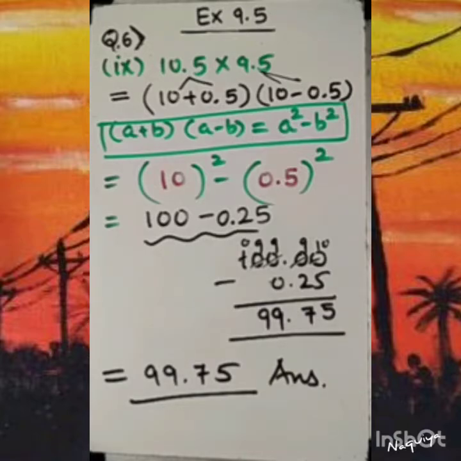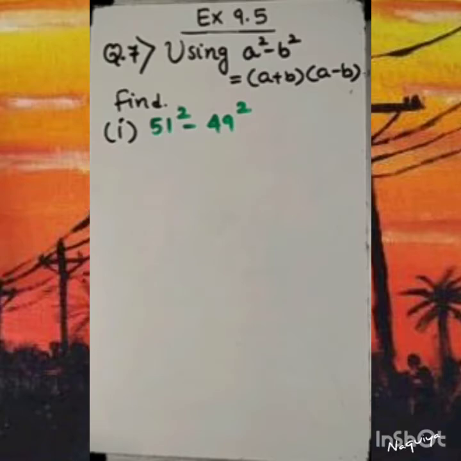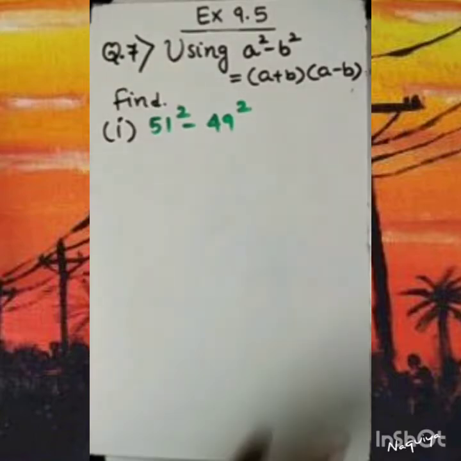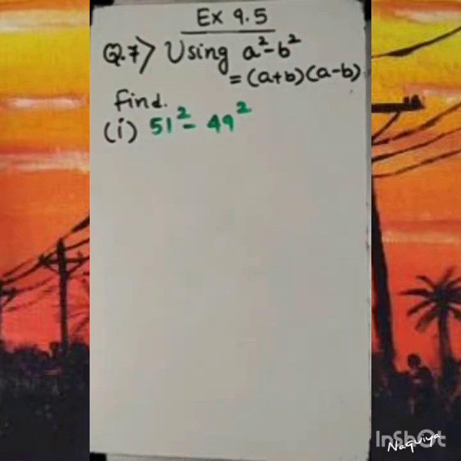That is the 9th question. So my dear student, here in front of you is question number 7 of exercise 9.5. The identity which we have to apply is already given in the question. But dear student, in the exam there will not be any identity given in the question. You have to use your common sense to decide which identity to apply.